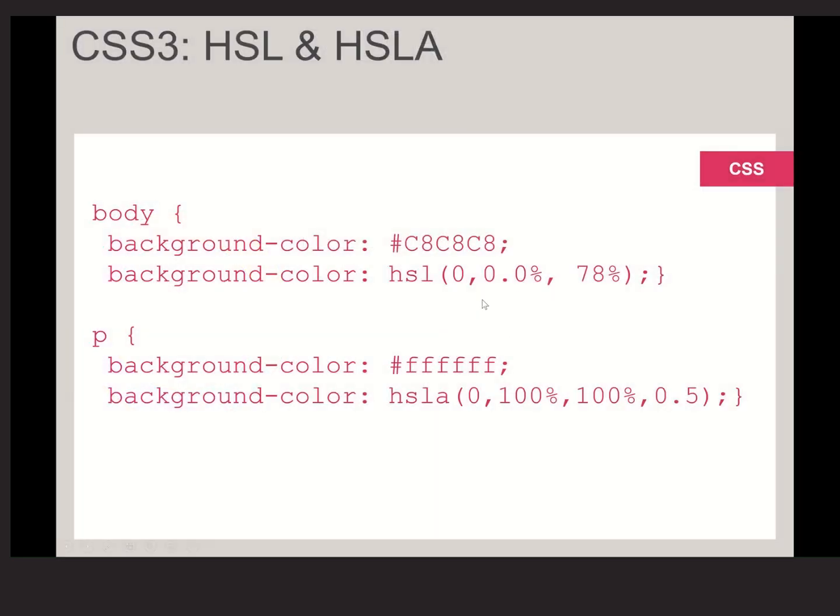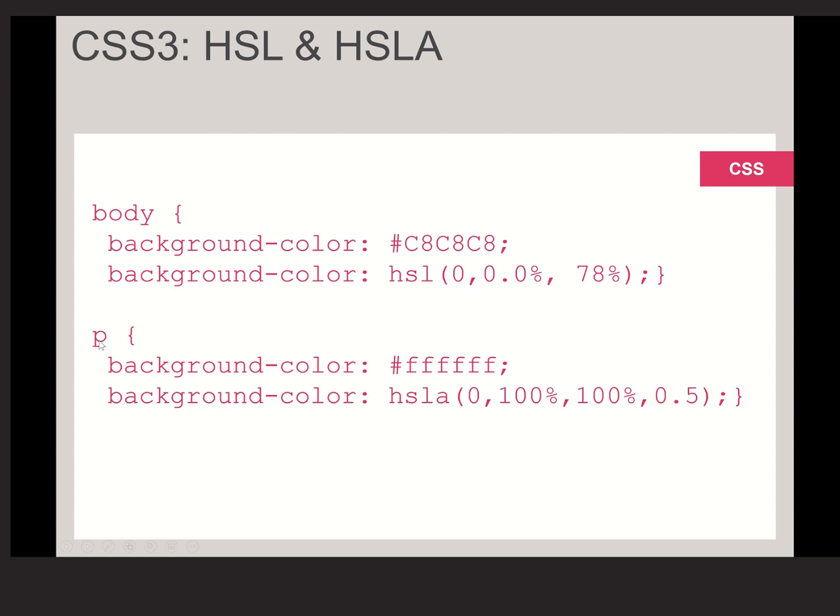Here we have one example. For example, we have two rules, two sets of elements with assigned rules for the style. So for the body, we first define the background color using the hex code, and then we define it again, still background color, using HSL, with 0% gray and 78% black.